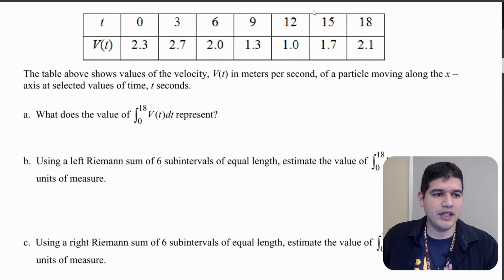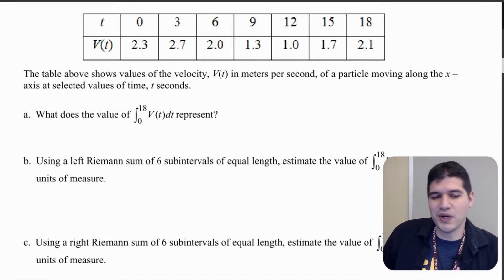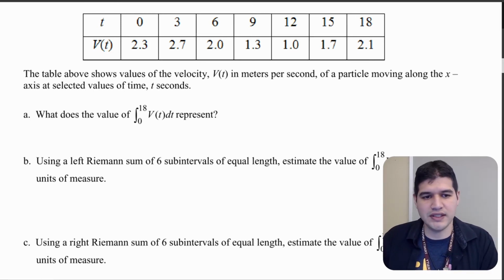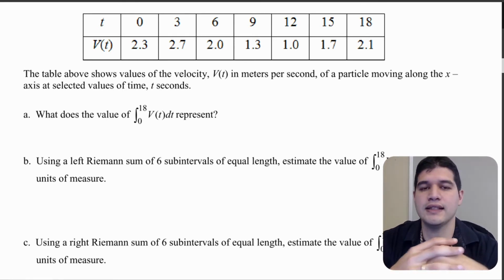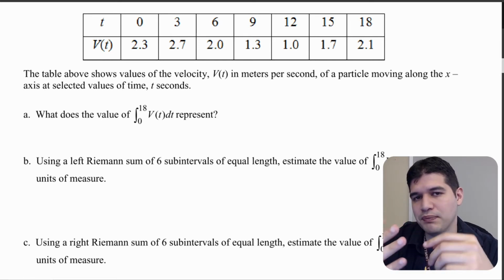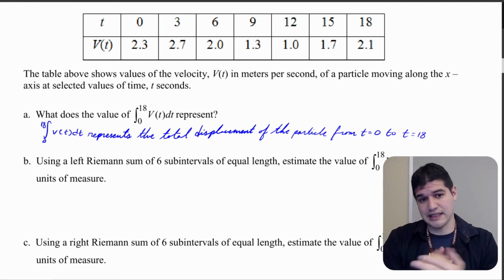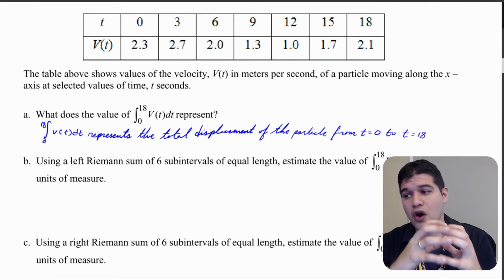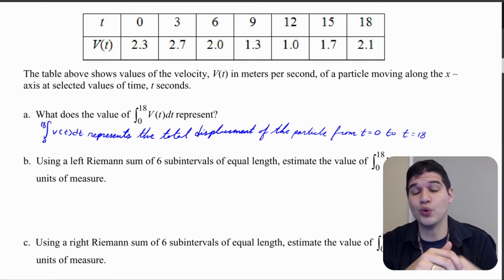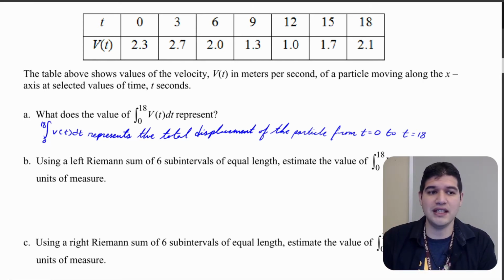So we're given a table here, and we're going to be using this table to answer different questions. In the first question, we want to know what the integral from 0 to 18 of v of t dt represents. Well, it actually represents a couple things. Since there's no absolute value here, you want to immediately say this is going to be the displacement of the particle from t equals 0 to t equals 18. But one thing you want to notice is that v of t is all positive. So you could also say that this represents the total distance of the particle from 0 to 18, because we know that v of t is greater than 0 from 0 to 18.